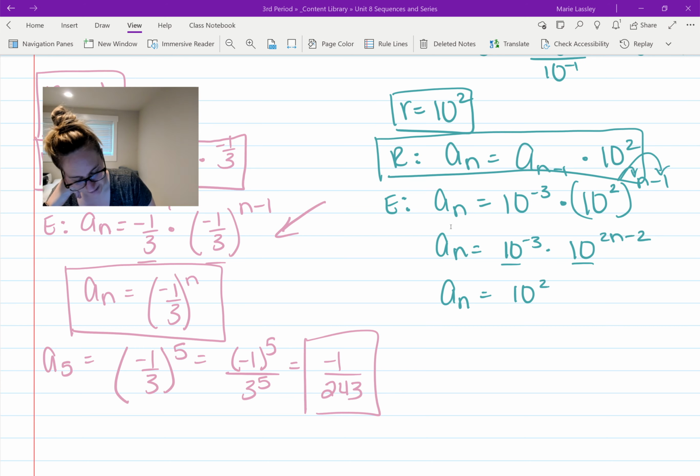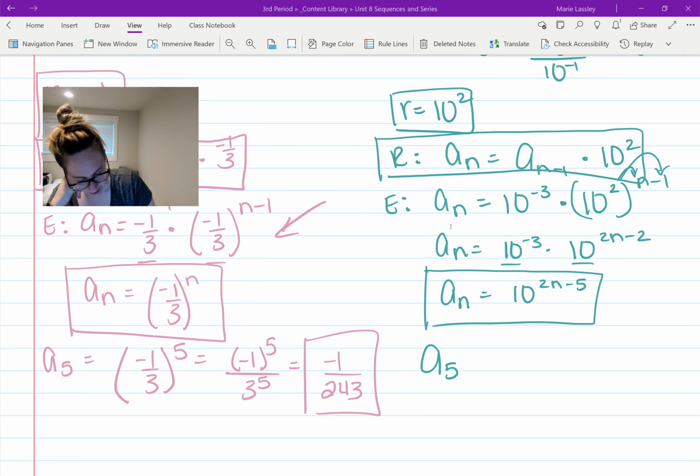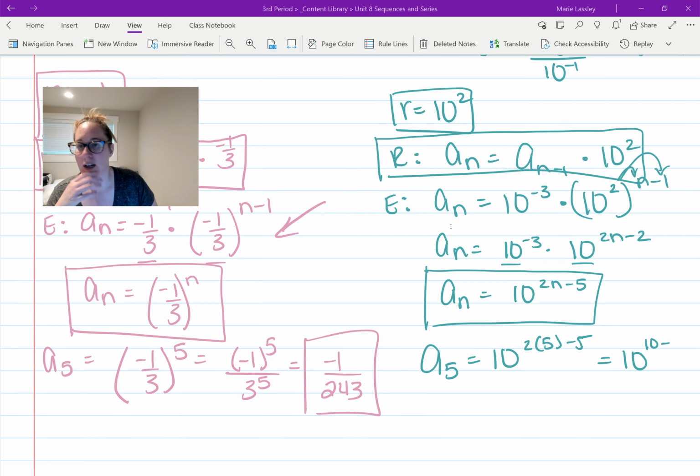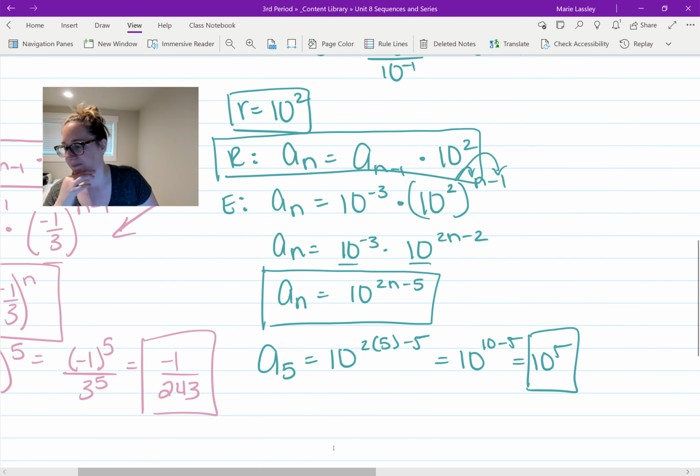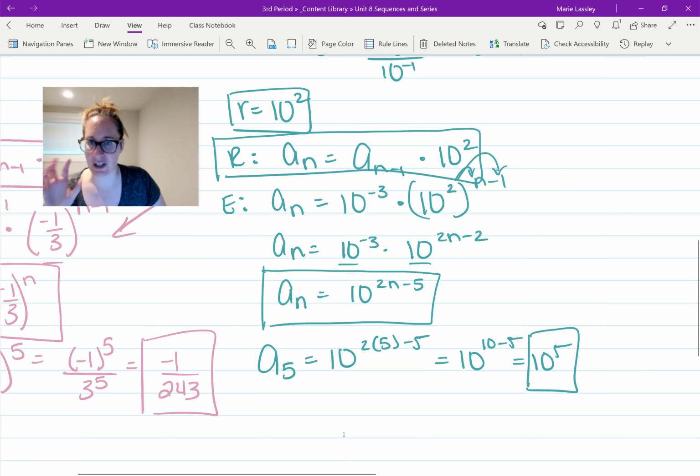All right, so last but not least, we want the fifth term. So we want a sub 5. We're going to plug in 5 for n. So this is 10 to the 10 minus 5, which is just 10 to the 5th. And that's where we want to leave it. Oops, you guys can't see that because it went sideways. There we go.